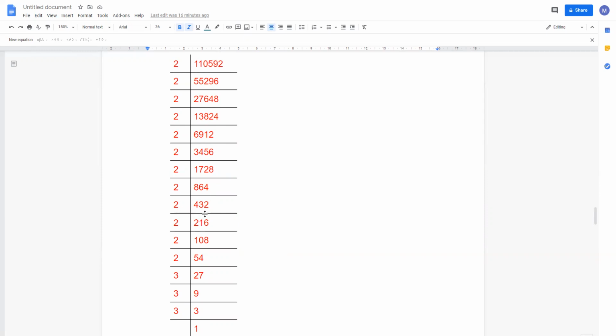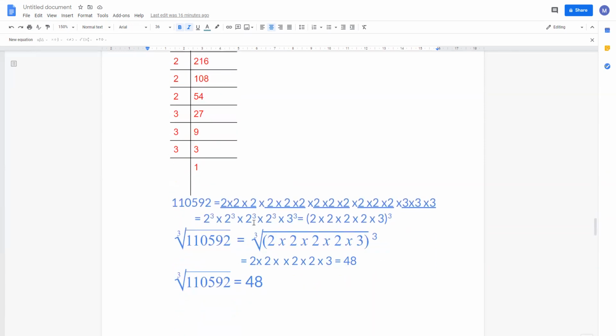Then again dividing by 2, 432. Again dividing by 2, 216. Again dividing by 2, 108. Again dividing by 2, 54. 54 divided by 2, 27. Then 27 we have to divide by 3, you will get 9. 9 divided by 3 is 3. 3 divided by 3 is 1. So we have got here, see, 1, 2, 3, 4 threes are 12 times 2 and 3 times 3. See, very big number.